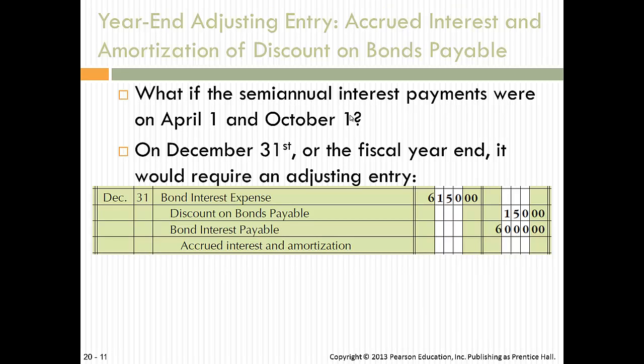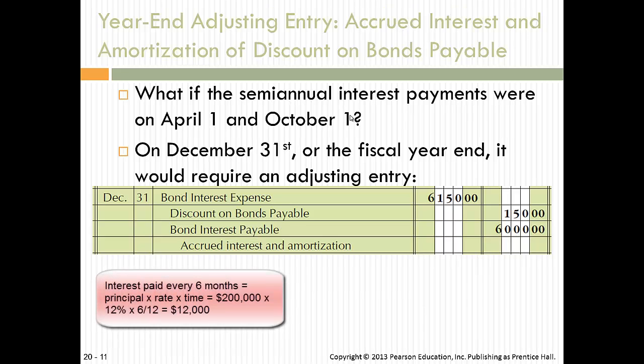Now let's look at what happens when interest payments aren't due on December 31st. In this example, let's assume the interest payments are on April 1st and October 1st. At the end of the year, when financial statements are prepared, we need to accrue any interest expense incurred in order to make sure all appropriate expenses are on the income statement. In the last example, we determined that the amount of interest paid every 6 months is $12,000.